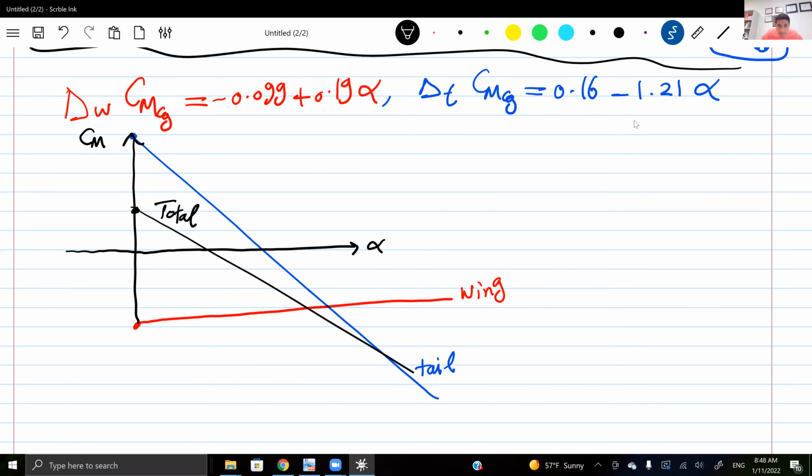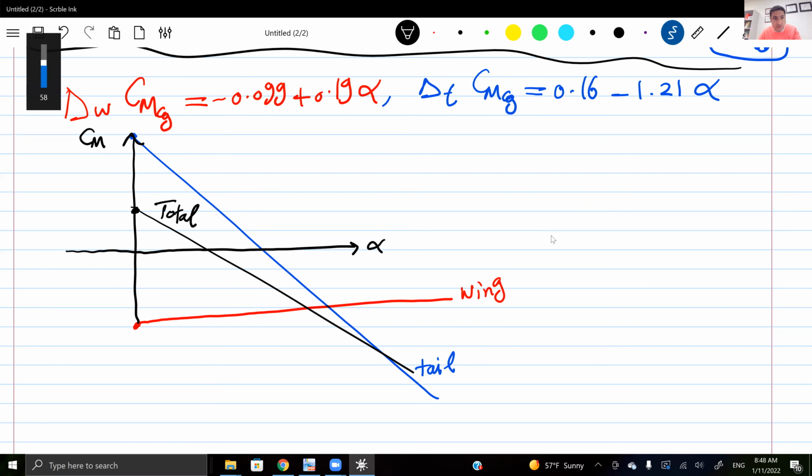Questions? Professor, how do we get the line of total? You add the two lines. So I added the two constants to get this constant, CM naught for the entire airplane, and I added the two slopes. Okay. And by the way, in the problem it says the LT is in feet square, so it should be in feet, right?